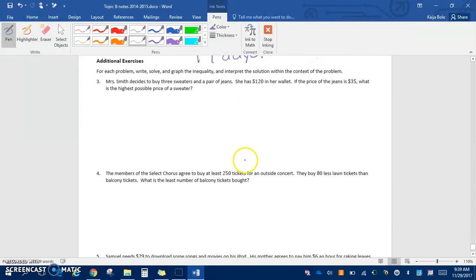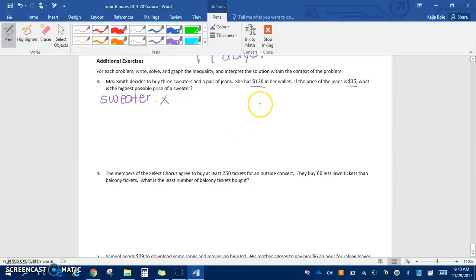If we scroll down, we look at number 3 here. It says, for each problem, write to solve and graph the inequality and interpret the solution. So number 3 says, Mrs. Smith decides to buy 3 sweaters and a pair of jeans. She has $120 in her wallet. If the price of the jeans is $35, what is the highest possible price of a sweater? So I'm going to call the sweater X. I don't want to use the letter S.